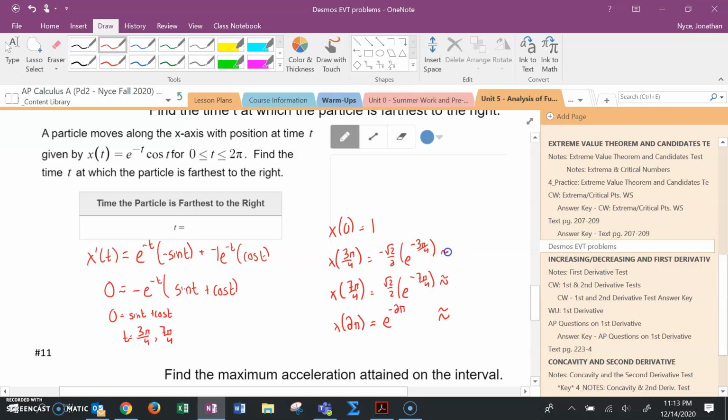Plugging these values into a calculator, obviously if we're looking for the maximum value, it's not going to be this negative number. These other numbers are also going to be very small, 0.00289, and e to the negative 2 pi is 0.00186. So obviously our largest value is 1. And they want the time the particle is farthest to the right. So it gets farthest to the right at t equals 0. The farthest distance is 1, but the t equals 0 is the time at which it gets farthest to the right.